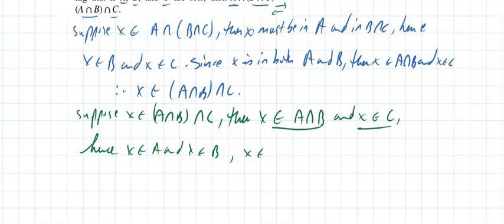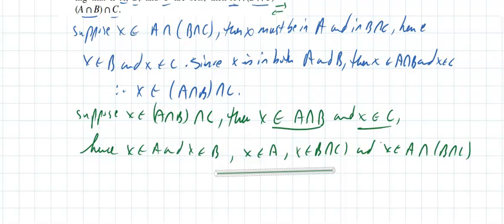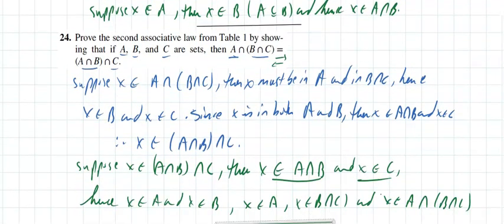X belongs to A, X belongs to B intersected with C, and X must be in A intersected with B intersected C, since it's in every one of these sets. And that's the backwards, right? Yeah, there you go.